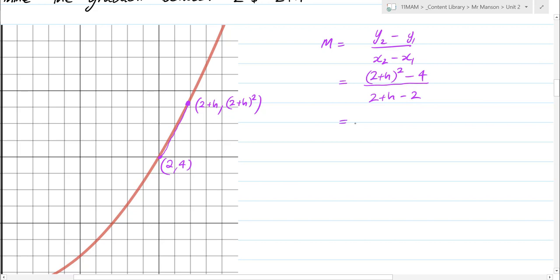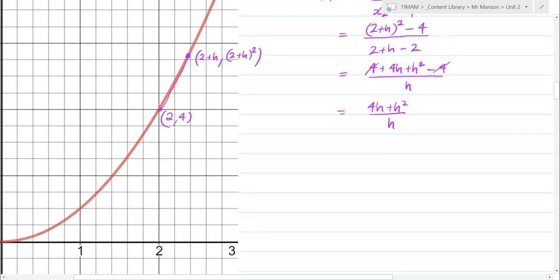And I'm going to simplify this down. I'll expand the bracket, so I get 4 plus 4h plus h squared minus 4 over h. And the 4's cancel out, and I get 4h plus h squared over h, that's a 4, and that's equal to 4 plus h. Now, here's something interesting. What happens to 4 plus h as h gets really small?